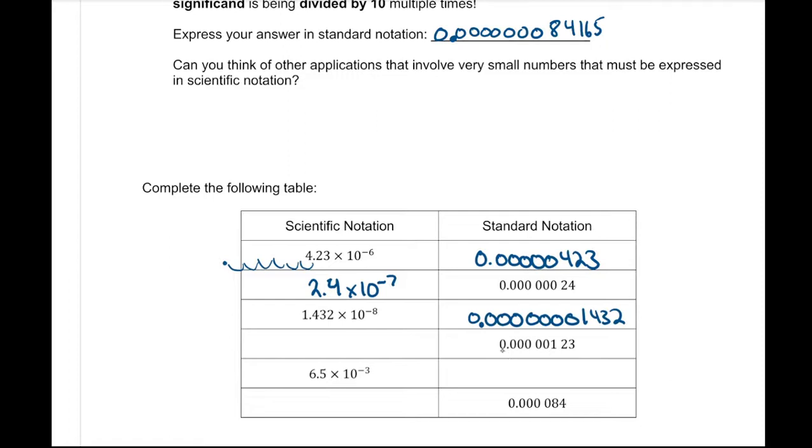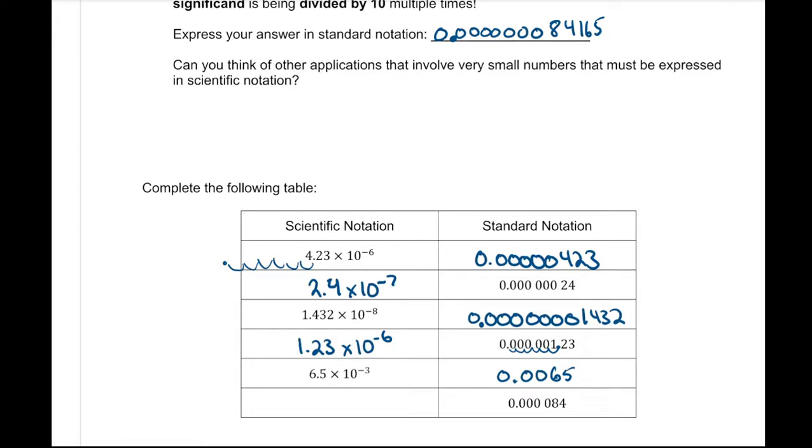For the next one, we have 1, 2, 3, 4, 5, 6 zeros. So it's going to be 10 to the negative 6, and then my scientific notation is going to be 1.23 times 10 to the negative 6. Basically we're removing the decimal place 1, 2, 3, 4, 5, 6 spots back. Next, 6.5 times 10 to the power of negative 3. We're going to have 1, 2, 3 zeros, and then 6, 5. And the decimal place comes after the first 0.